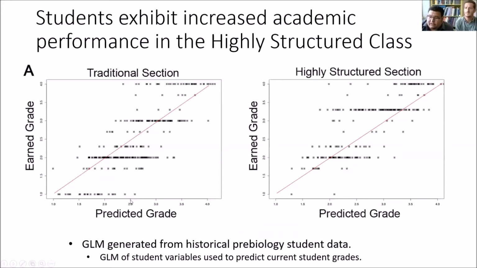Okay, so if you have a 2.5 predicted and you have a 2.5 earned, you should be on that red line towards the middle. However, if you're underperforming, then you're going to be below the red line, and if you're overperforming, you're going to be above that red line. So in the traditional section, what you can see is that there's a cluster of students underneath that red line, meaning that they're actually not performing to the level that they were supposed to according to the model, whereas the number of students below the line is reduced in the highly structured section, meaning that their learning outcomes are way better.